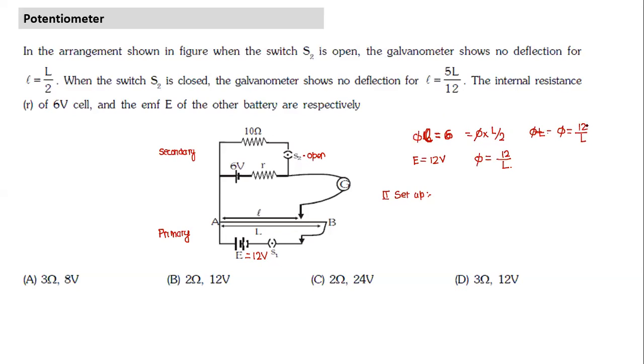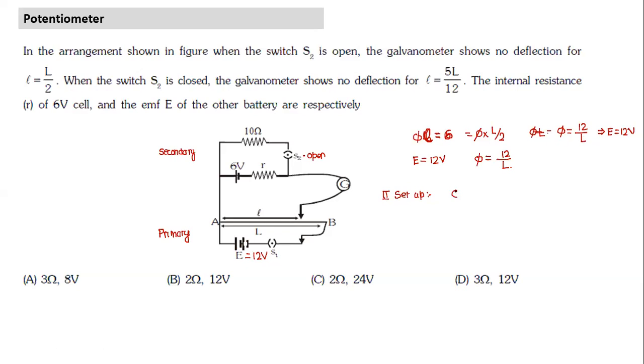So what is 12 here? 12 is the potential difference across A and B. Is the potential difference across A and B not equal to EMF? So this gives you EMF is equal to 12 volts, and we also get phi is equal to 12 by L. Now what is the second setup?